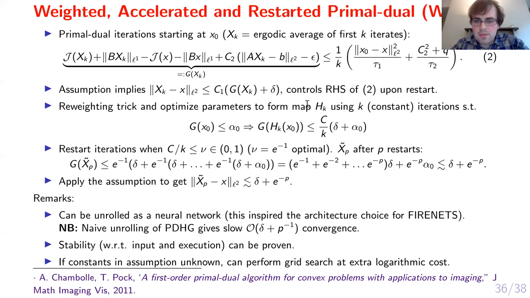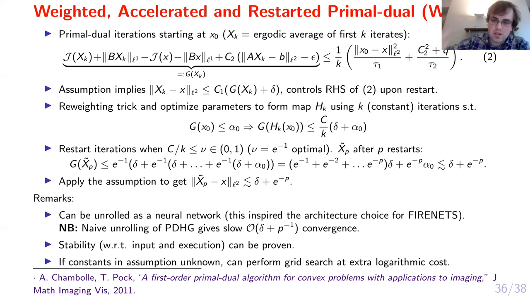And what you end up with is a map that uses k unrolled iterations of this optimization algorithm that does the following. If your starting vector has a g at most alpha naught, then after applying this map, g is of size at most c over k, so c is a constant, times delta, this small term, plus alpha naught. So now you just restart these iterations every time c over k is at most nu for some parameter between 0 and 1. And you can actually show that the optimal parameter is 1 over e. And then after p restarts, okay, so let x tilde p be the output, you end up with a bound that looks like this. Okay, so you control g, this sum of the objective function difference plus the feasibility gap, by delta plus e to the minus p.